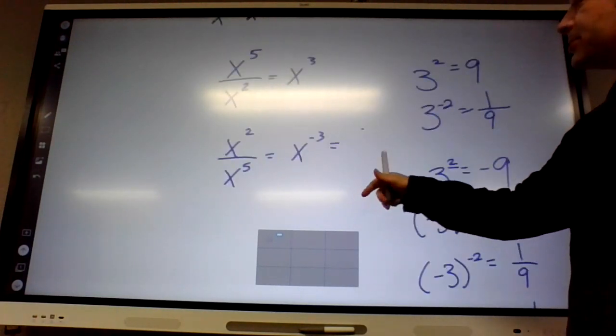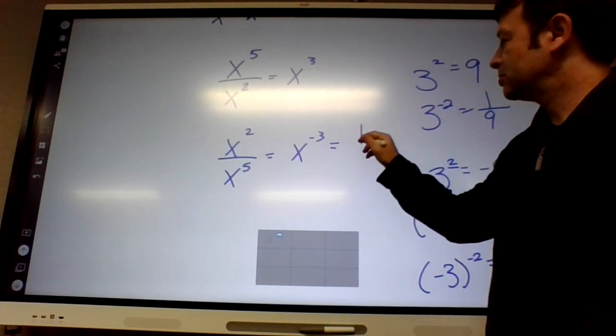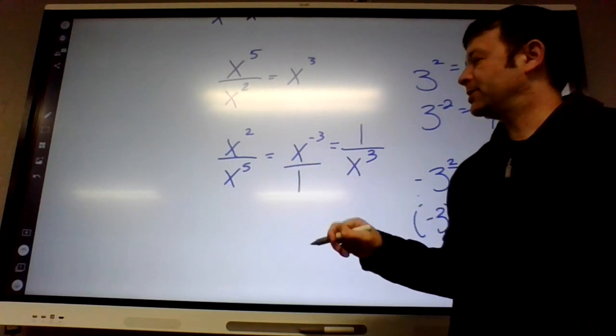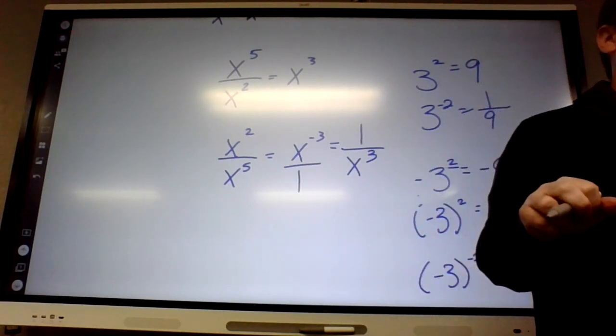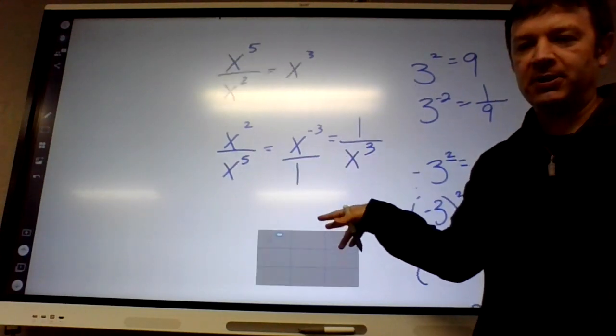Okay, so back to this. What's x to the negative third equal to? 1 over x to the third. Remember, x to the third is like x to the third over 1, right? So it's in the numerator, so when you flip it, it goes to the denominator.